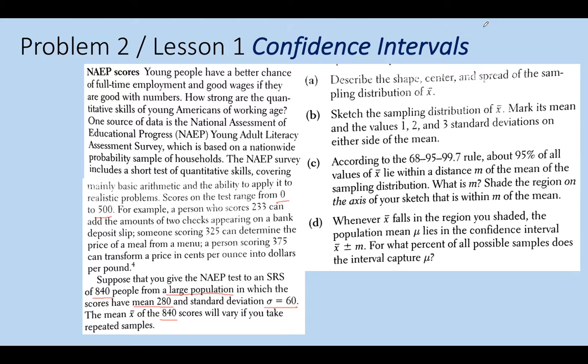So it's like SCS without the U. So the center, well, the center is going to be the same as the population, and so the mean is 280, and so the mean of my sample is also going to be 280. So we'll say mu of x bar is 280. And then the shape, okay, well, because our sample size is 840, so it's bigger than 30, we can go ahead and assume that it's going to be approximately normal.